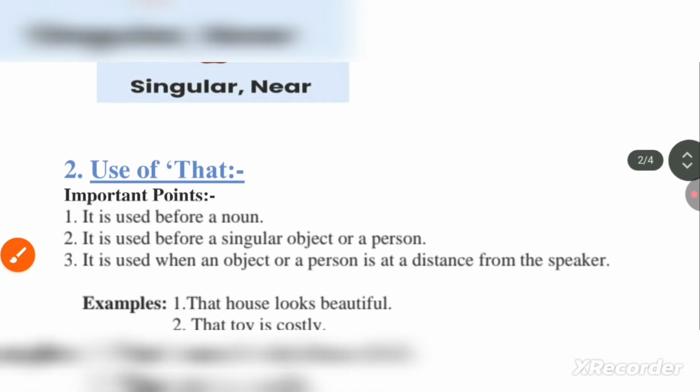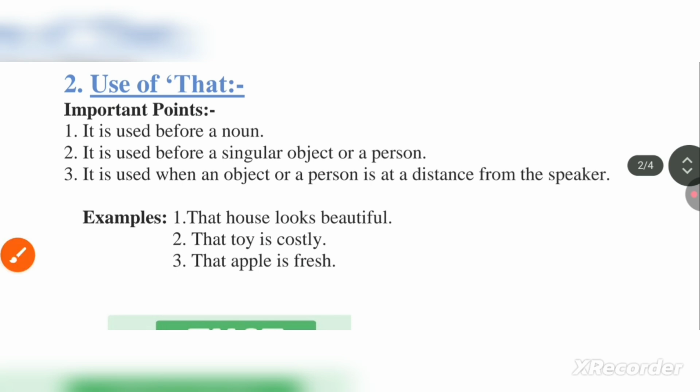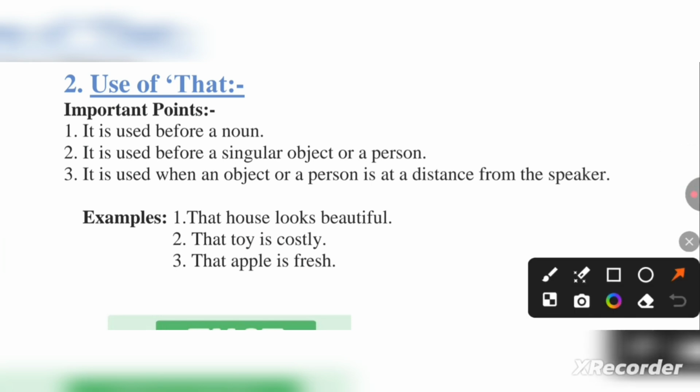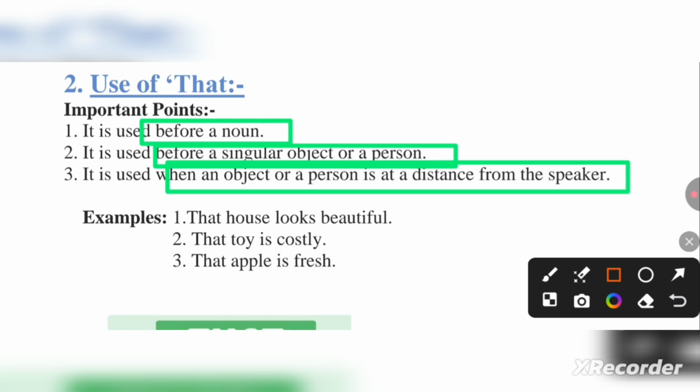Now, we must know about the next determiner, which is that. Here again are some important points. Again, it is used before a noun. It is used before a singular object or person. Again, it is used when an object or a person is at a distance from the speaker.